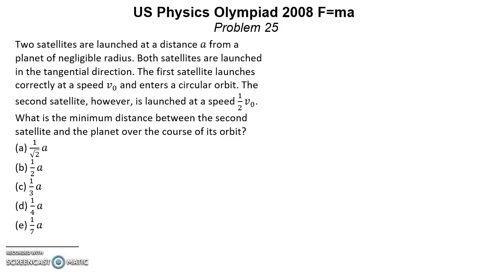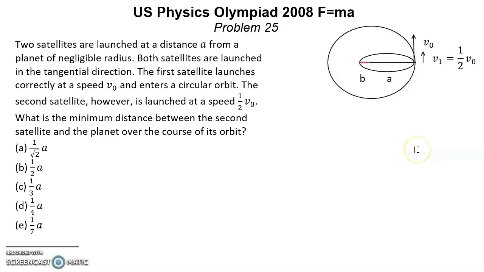So first, let's draw the picture. Here we have the first satellite going with speed v0 in a circular orbit of radius a, and the second satellite going with a tangential speed v1 equal to 1/2 v0 from the same distance a from this planet, but after that going to the closest point at distance b on the opposite side of this planet. So we have to find what b is compared to a.